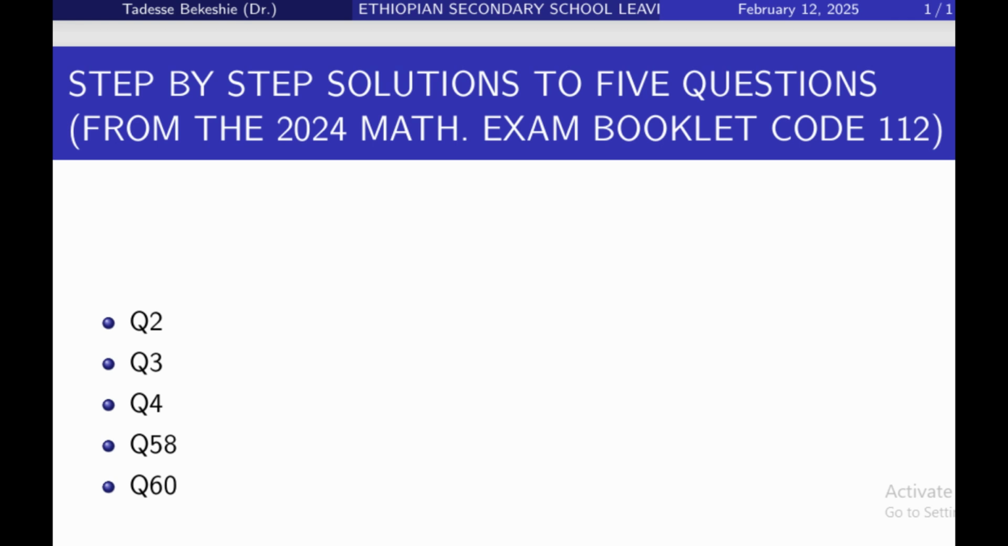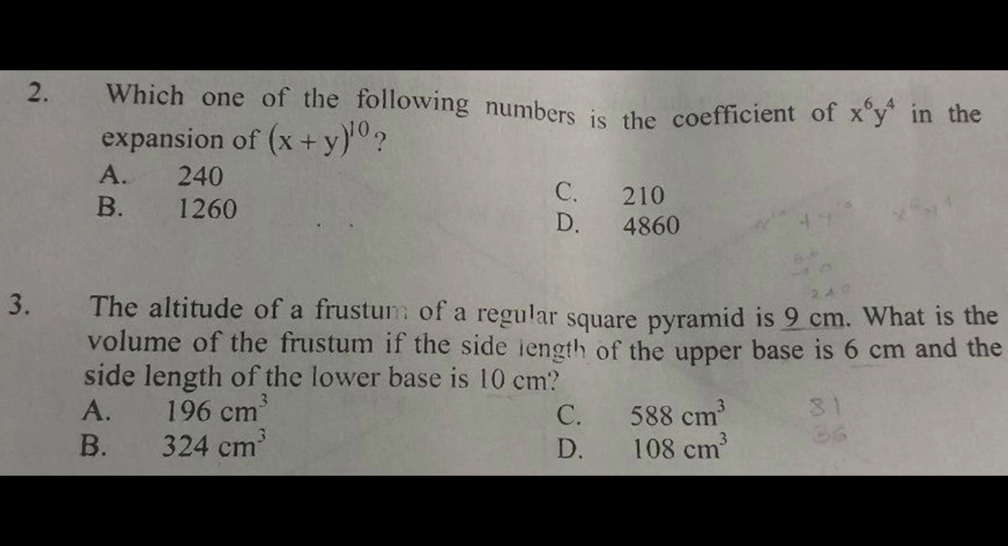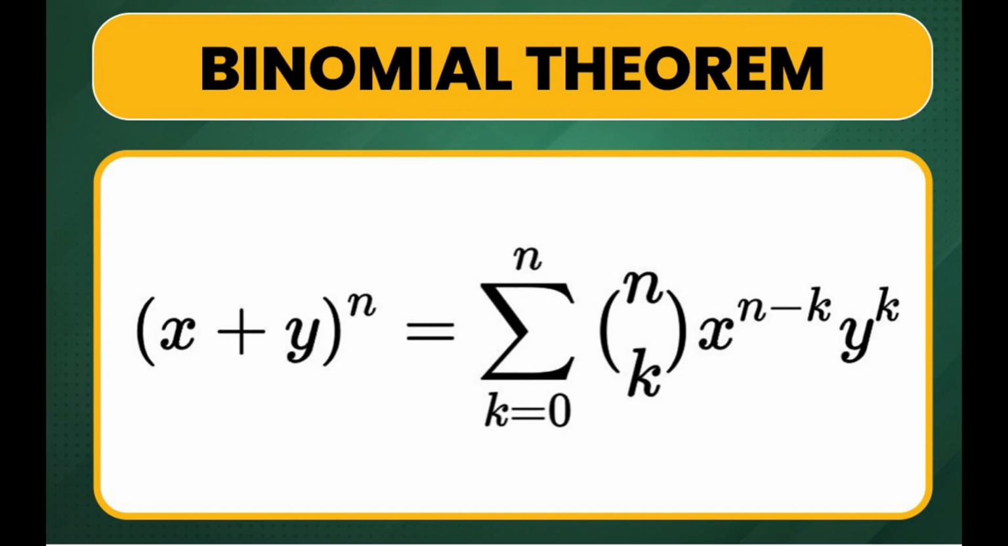Okay, let us start with problem number 2 from this booklet. Booklet code 112. Problem number 2 says, which one of the following numbers is the coefficient of x raised to 6 times y raised to 4 in the expansion of x plus y raised to 10. Before we answer this question, we have to know the so-called binomial theorem, how to expand x plus y raised to n in general. Here is a formula. This is called the binomial theorem.